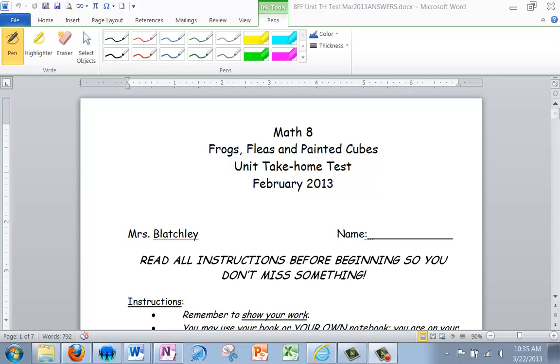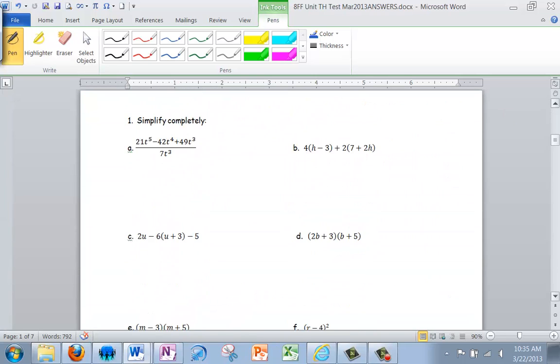Hey all, here are your answers to the unit test for the frogs and fleas. It's blue, so if you could pull that out, here are the correct answers. I'll try to make this relatively quick. I know it's kind of big. I'm going to go quickly through the first couple pages. Please come for help if you have difficulties with these.